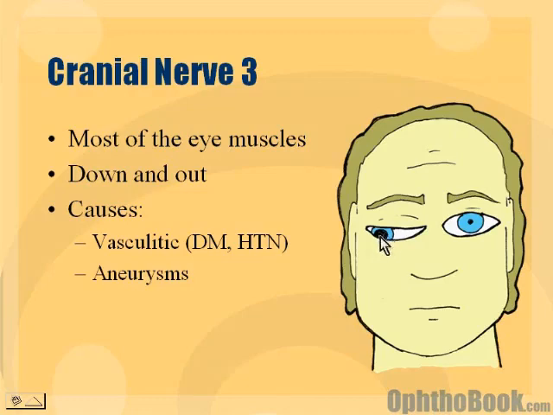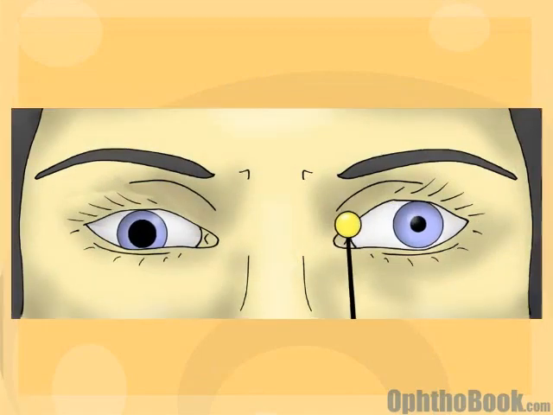And there's also pupil involvement sometimes, and I'll go over that in a second. So what causes a cranial nerve 3 palsy? Probably the biggest cause of all the palsies is some vasculitic process, either from diabetes or hypertension. Basically you have a mini stroke of one of these cranial nerves, and the nerves go out. For cranial nerve 3, you also need to think about aneurysm, and I'll talk about that pretty soon.